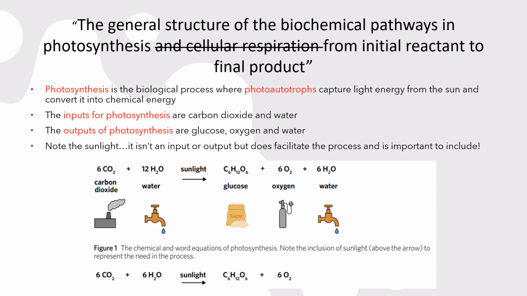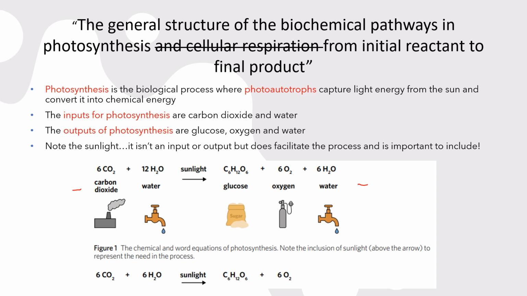The first point is that we need to be able to understand the general structure of the biochemical pathway in photosynthesis, from reactants to product. Luckily for you, when I was in school this was not the case, but they have said that you do not need to know any of the chemical symbols. All you need to know is the inputs and the outputs, just in their word form. If you would like to know their chemical forms and their numbers, absolutely go ahead. It's definitely not going to hurt, it will probably help you, but you just need to know the inputs and the outputs.